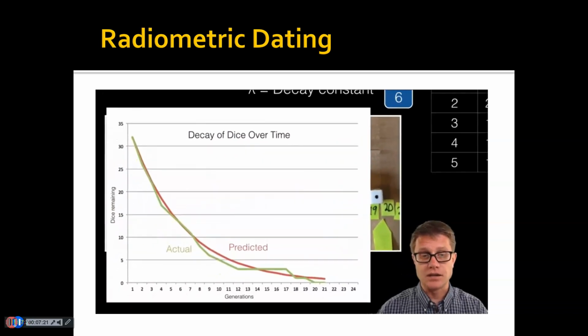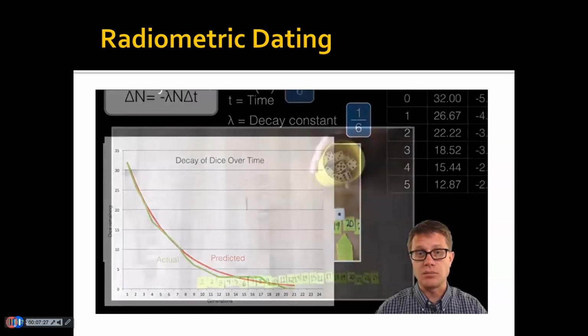But if you look at my data, the green line represents the actual data that we find. The red line represents the predicted. And so you can see that it matches up pretty quickly.